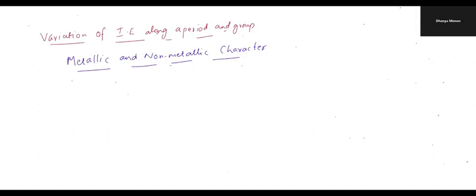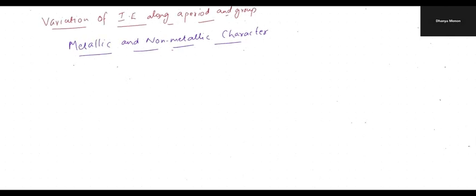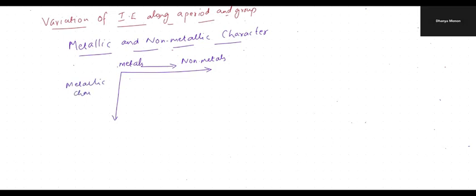Okay, students. Now, the next topic that we are going to discuss is how metallic and non-metallic character depend on the ionization energy. Along a period and down a group, as we move towards the right, on the left-hand side we get the metals, and on the right-hand side we get the non-metals. So non-metallic character is increasing towards the right. And similarly, down the group, metallic character increases.